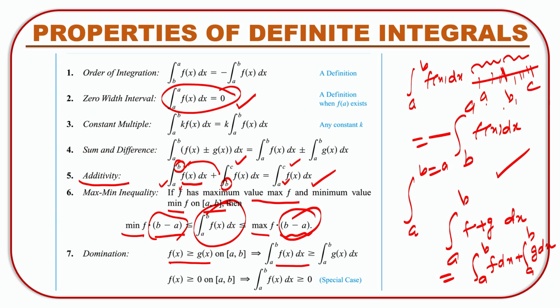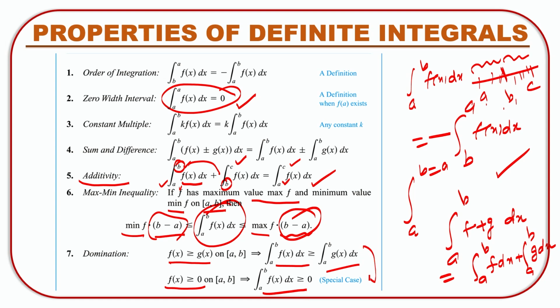So if f(x) is greater than g(x), another continuous function on a closed interval [a, b], then the integral of f is also greater than or equal to the integral of g. Similarly, if f(x) is always non-negative, that is, greater than or equal to 0 on a given closed interval [a, b], then the integral from a to b of f(x) dx is always greater than or equal to 0.